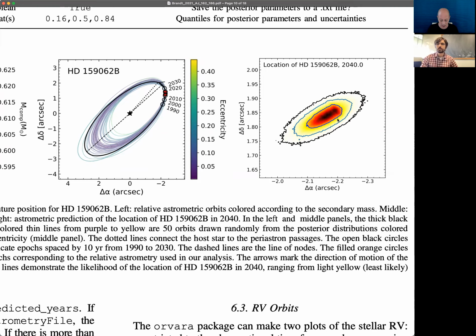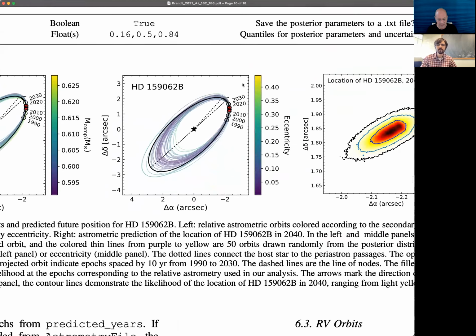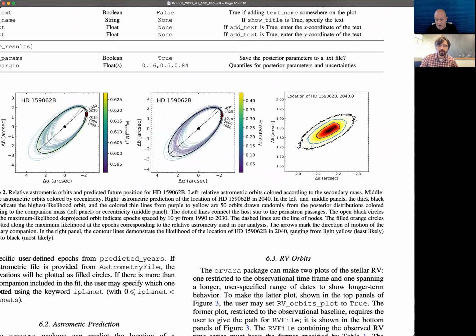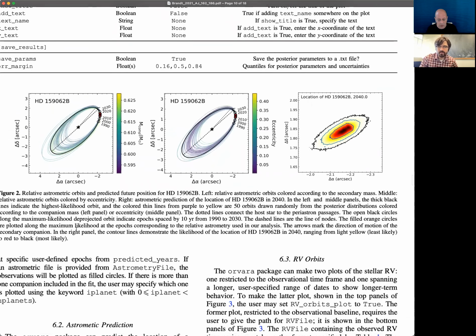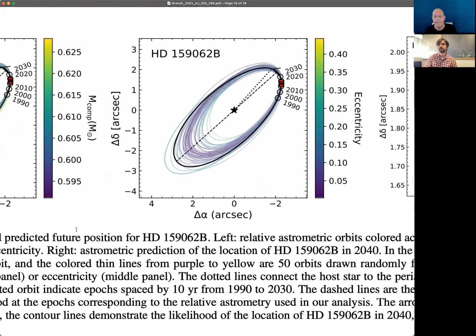Cool. One question on this plot. The dashed line here is probably a line of nodes. Yes, and then the less dotted line, I guess I would call it. What is that? I believe it points to periastron, but I don't recall. That would make some sense. Let's see if we got it in here. Dashed line aligns with nodes. Dotted lines connect the host star to periastron, yes. And those are given for the black line, which is the maximum likelihood orbit. The other colorful lines are just randomly drawn from the posterior, to give you a sense of the spread of it. Okay, I'm with you. Good.